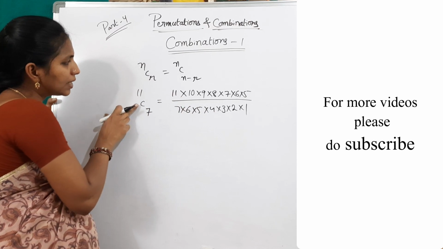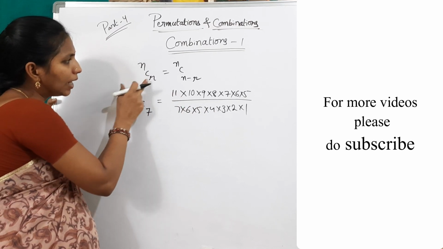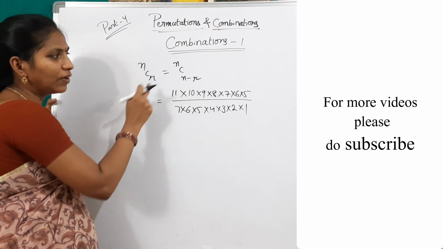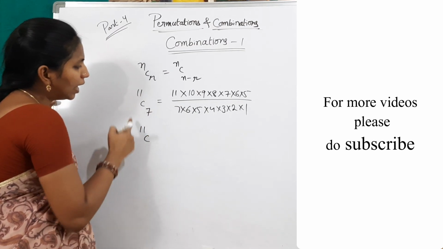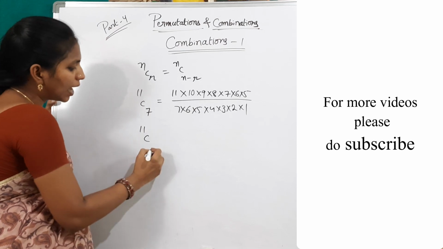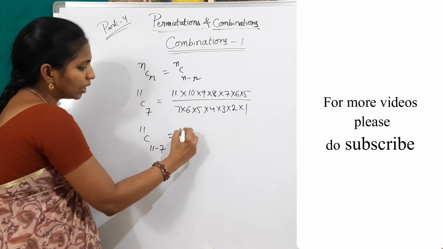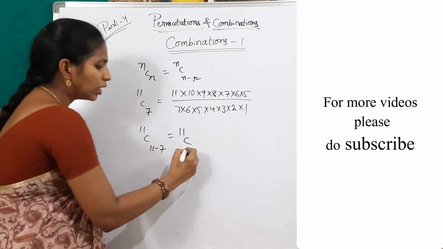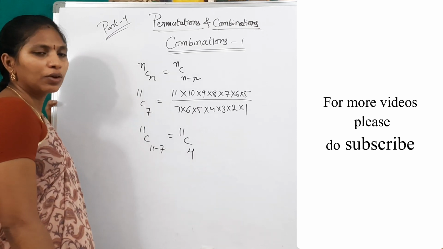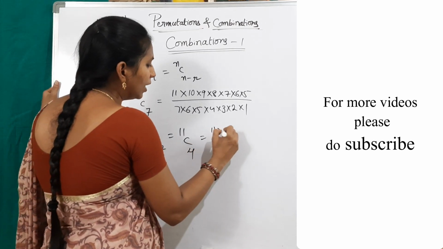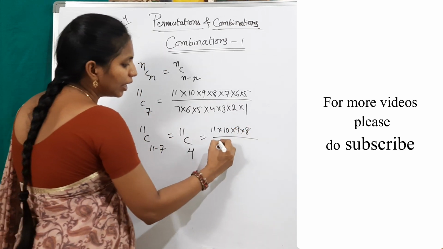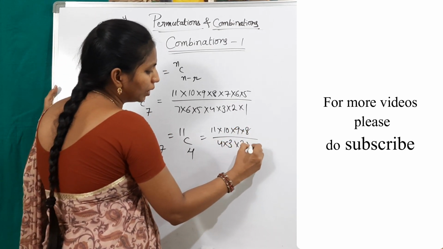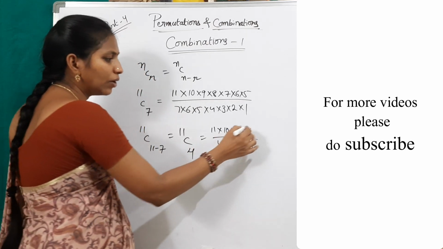Now see here NCR equals NC(n minus R). We can write like this: 11C(n minus R), that means 11 minus 7. That equals 11C4, which equals 11 into 10 into 9 into 8 by 4 into 3 into 2 into 1. Now cancel.